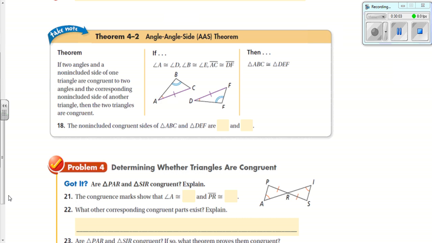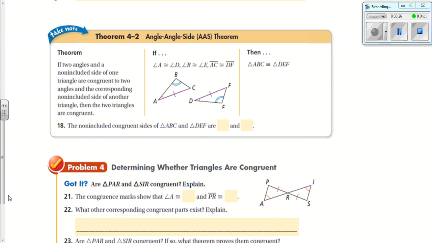All right, the next one is angle, angle, side. So it's similar to angle, side, angle, where you have 2 angles. However, the side does not have to be included. Okay, so that's the difference. If you're saying they're congruent based upon angle, side, angle, your side is included in between the 2 angles. It's smushed in between. If it's angle, angle, side, they are not smushed in between.